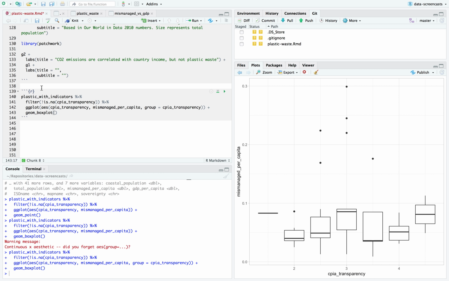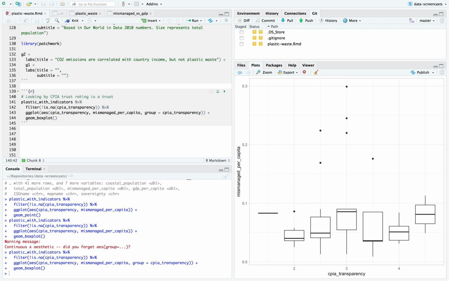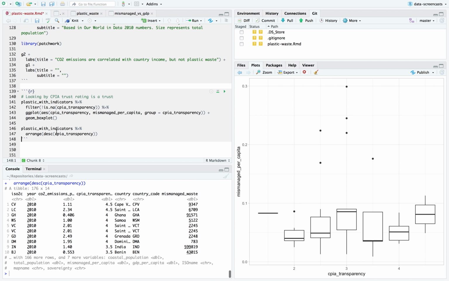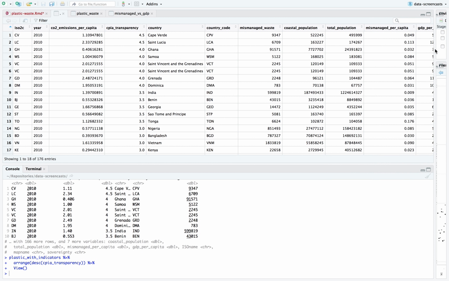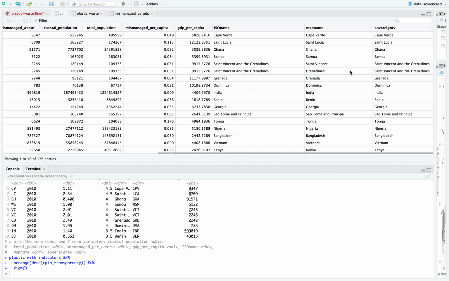So this was a bust. Looking by CPI trust rating is a bust. There are other ways we could look at it. We could have controlled for GDP or whatever, but sometimes you look at your first variation here and you're like, no way is there going to be anything here. I'm actually curious if I look at this by descending CPIA transparency. What countries are at the top? This is the most trustworthy.